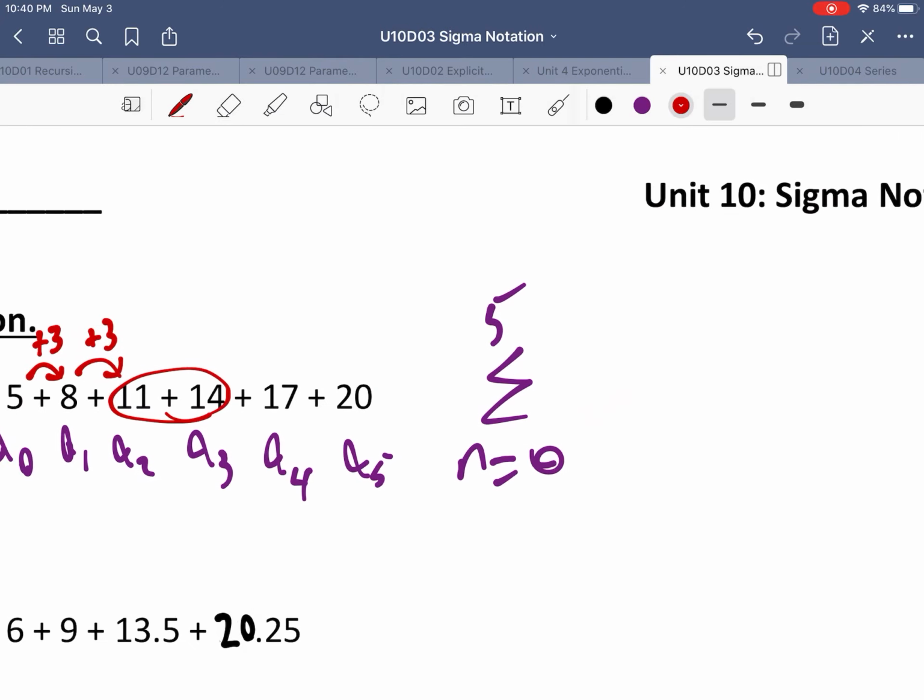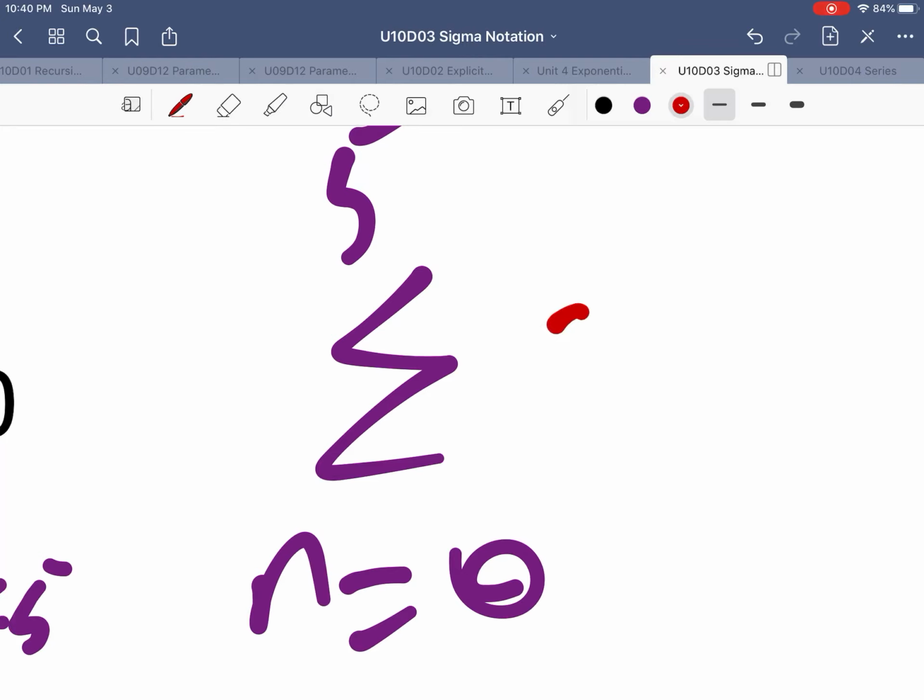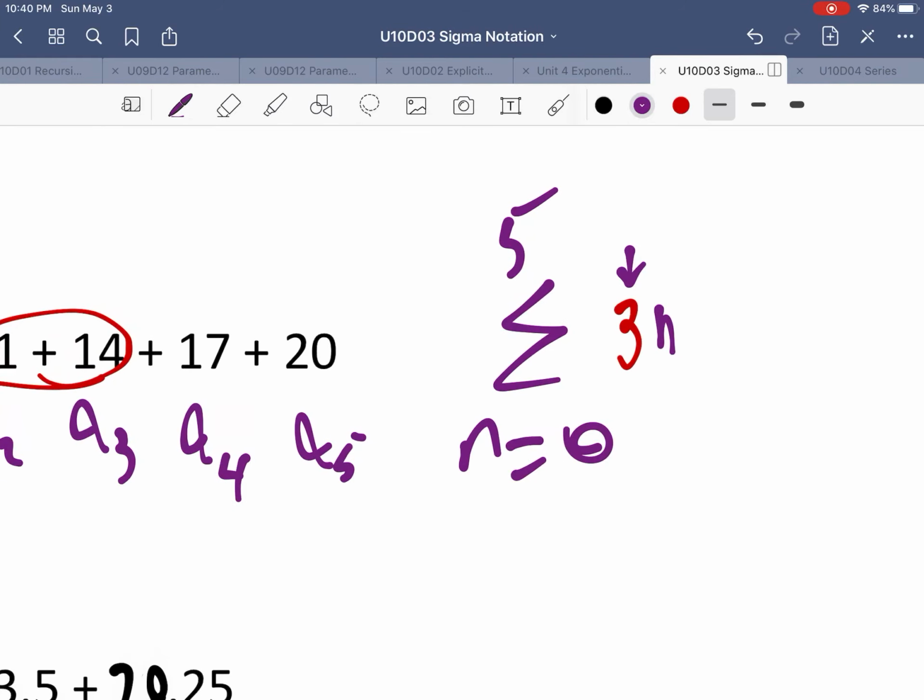So the common difference will go into the formula first. So it's 3n. So the common difference goes in front of our variable, meaning additional 3's will be added as the term number increases. So at term 0, we're going to have 0 copies of that term.